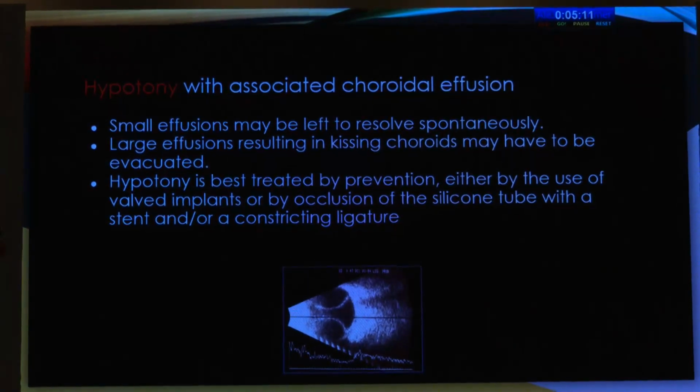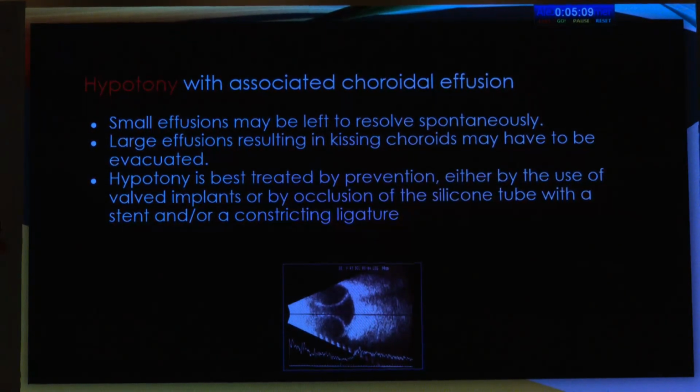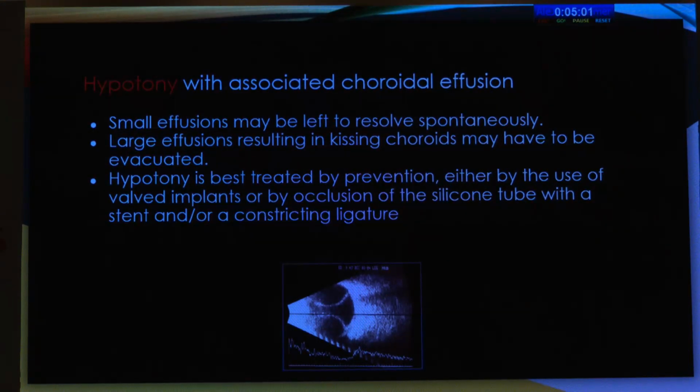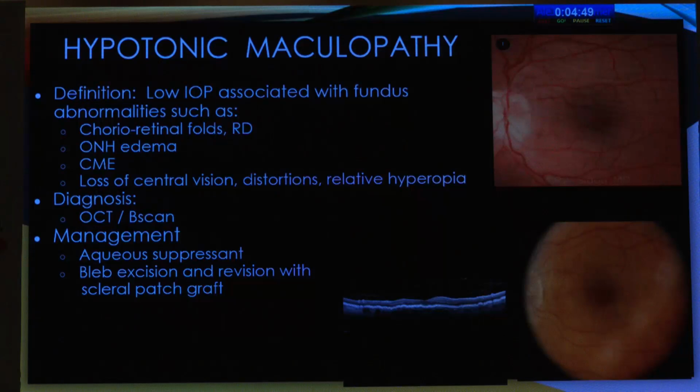Hypotony with associated choroidal effusion, mostly if it's a small effusion, will resolve automatically after some time. A large effusion, especially kissing choroids, may need choroidal drainage. As the treatment of hypotony is difficult, it's better to prevent it. So either use a valvular implant or occlude the silicone tube by a stent or a ligature suture to prevent hypotony. And with hypotony, we are always worried about hypotonic maculopathy.